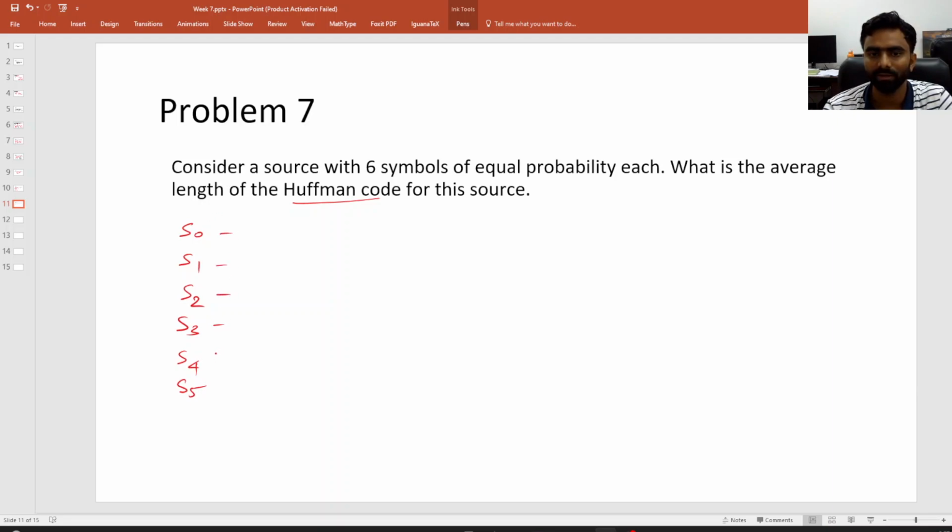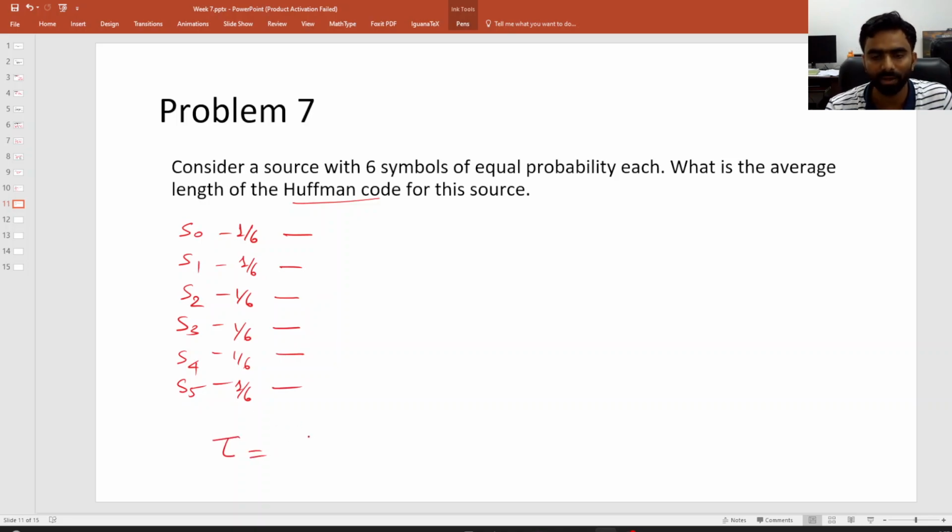Can anyone tell me what is the probability for each symbol? Yes, 1/6. Correct. So 6 symbols with equal probabilities, it would be 1/6, 1/6, 1/6. Now you have to follow the same procedure: combine the 2 lowest probabilities and form a tree, backtrack the tree and find the codes for each symbol and find the L bar.